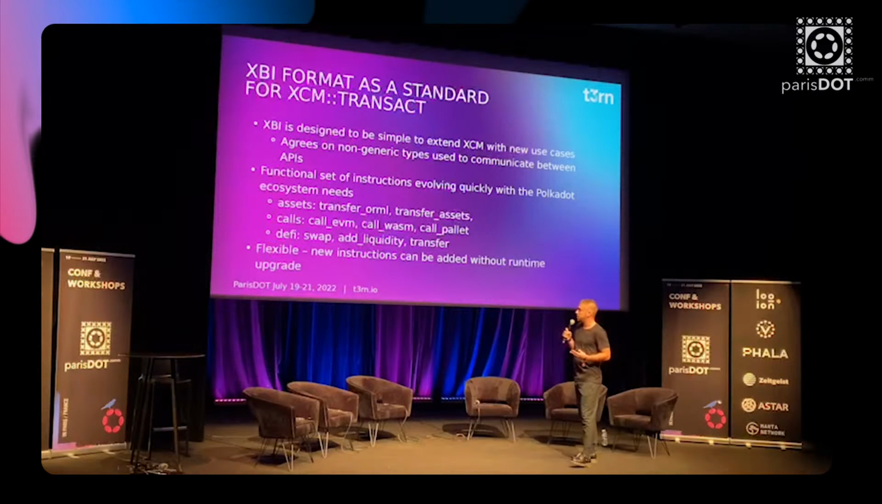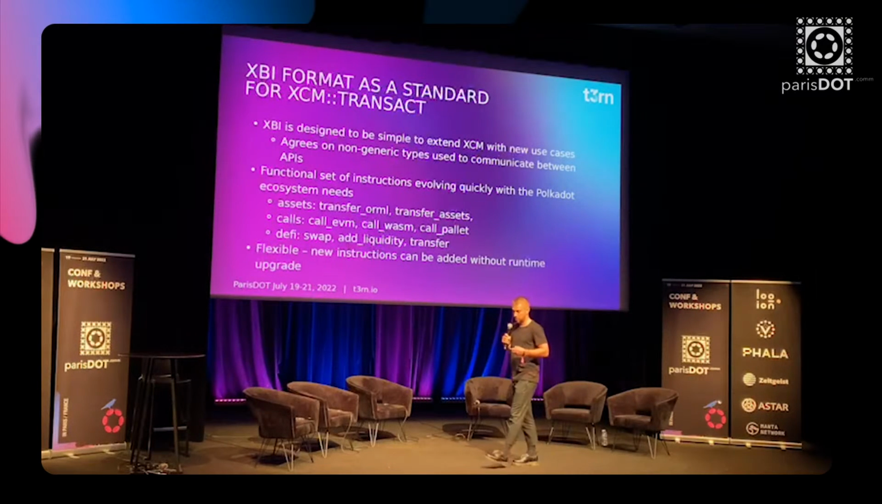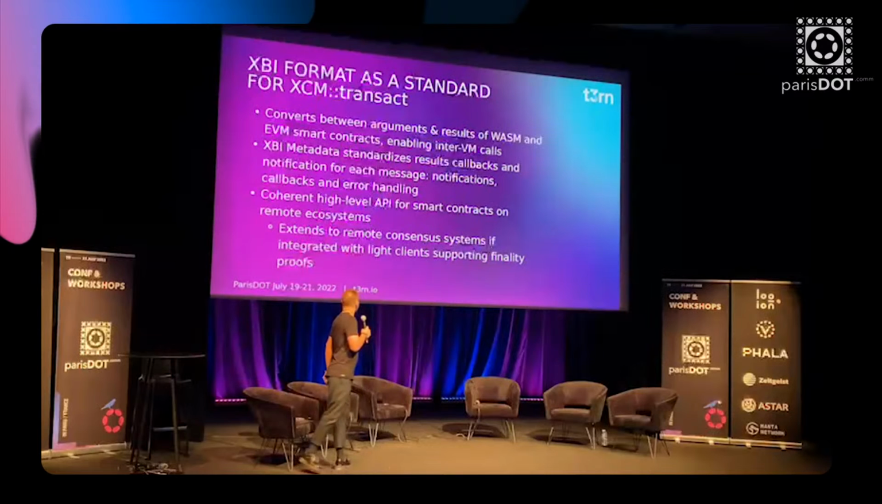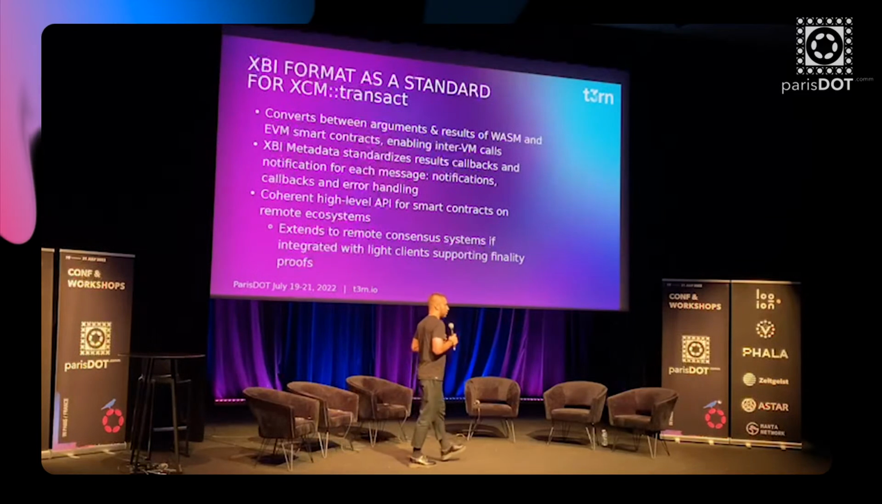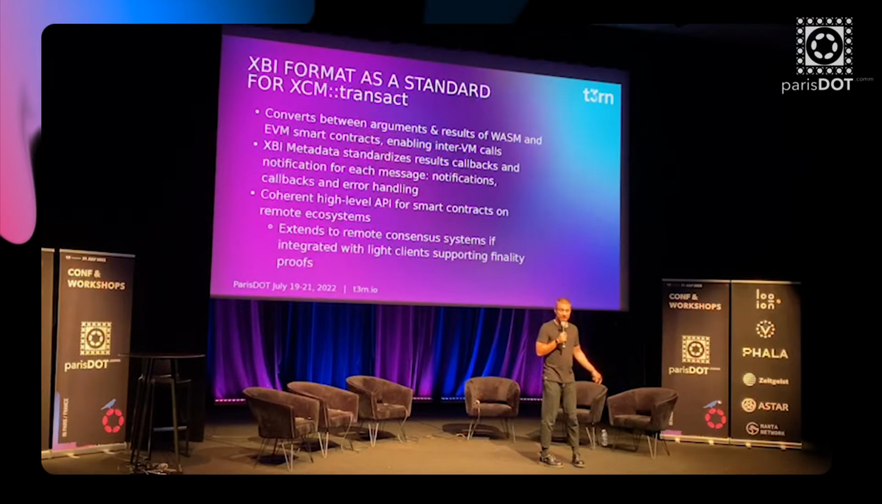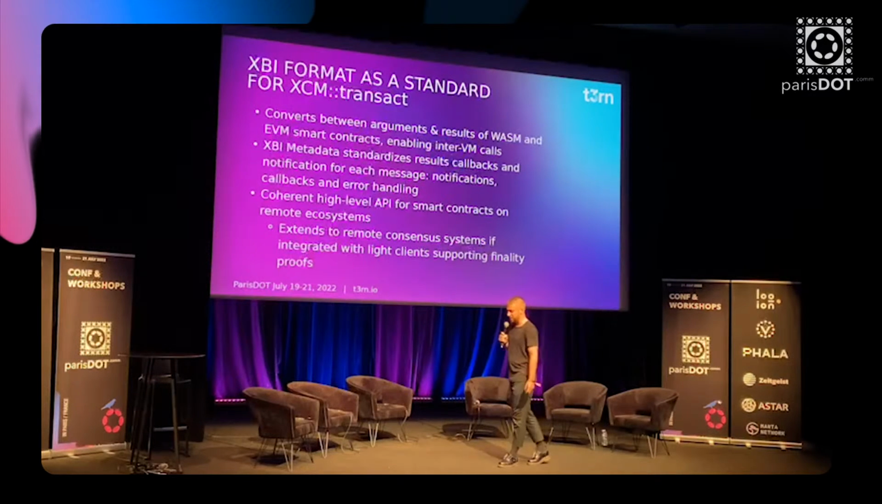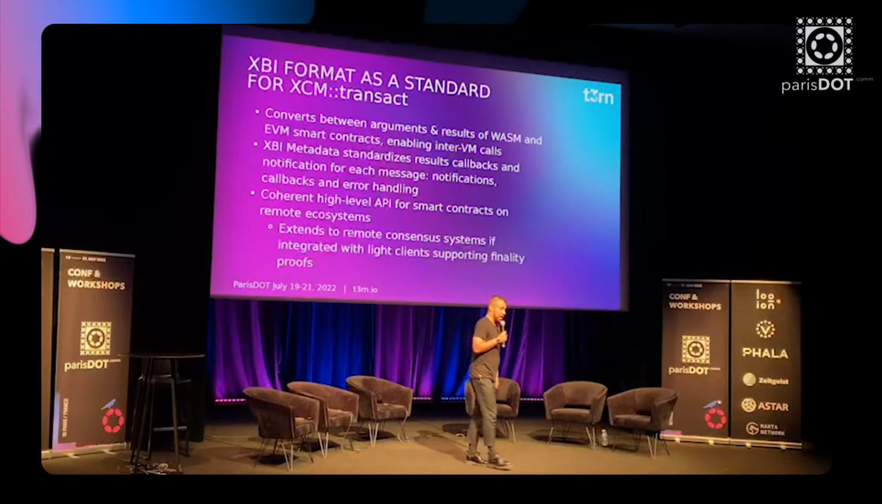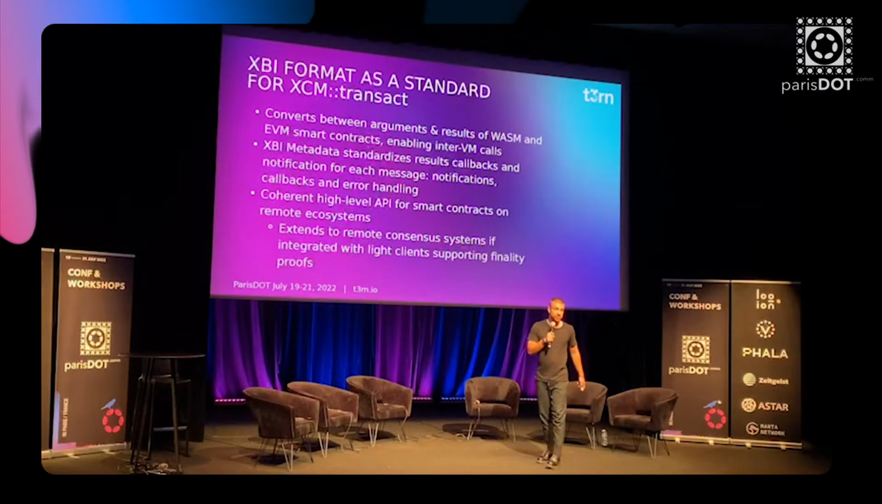And so that's what XBI does. It's essentially a flexible standard that can be added without any runtime upgrade, and that allows for a more uniform use of XCM. It converts between arguments and results of WASM and EVM smart contracts. As is becoming very much the trend, especially within the Polkadot ecosystem, everyone seems to have their own VM. You look at something like XCVM from Composable, and I think Astar are working on their own VM as well. Something like the XBI format allows for a more consistent inter-VM use of XCM.